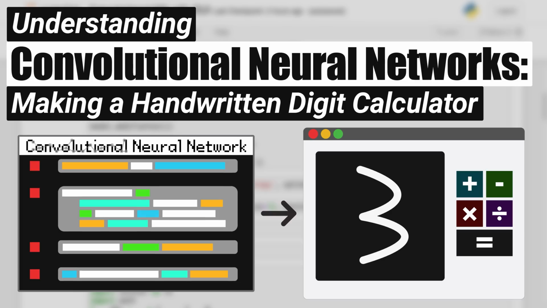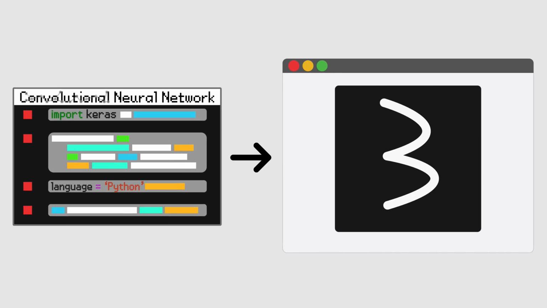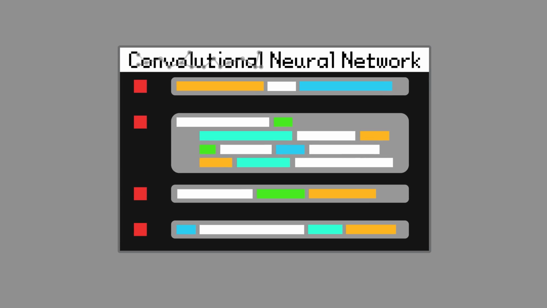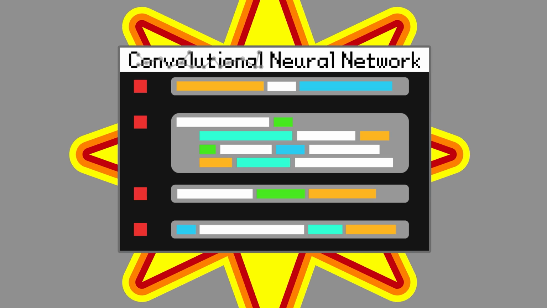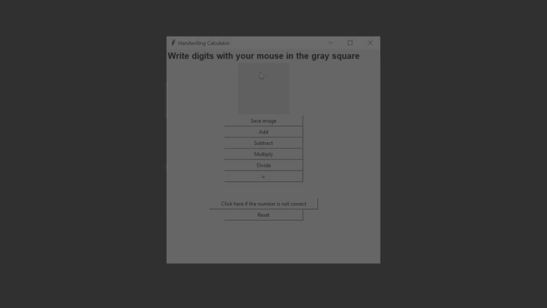In this video, I will be using a convolutional neural network, implemented with Keras and written in Python, to recognize handwritten digits and perform basic operations between them. I simultaneously aim to give you an intuition for, an understanding of, convolutional neural networks and their awesome potential. I will start off with a demonstration of the program.